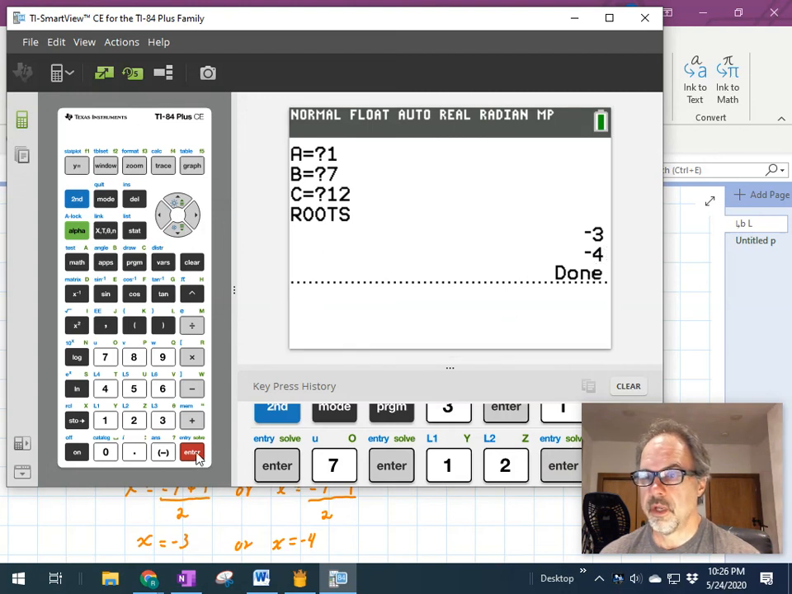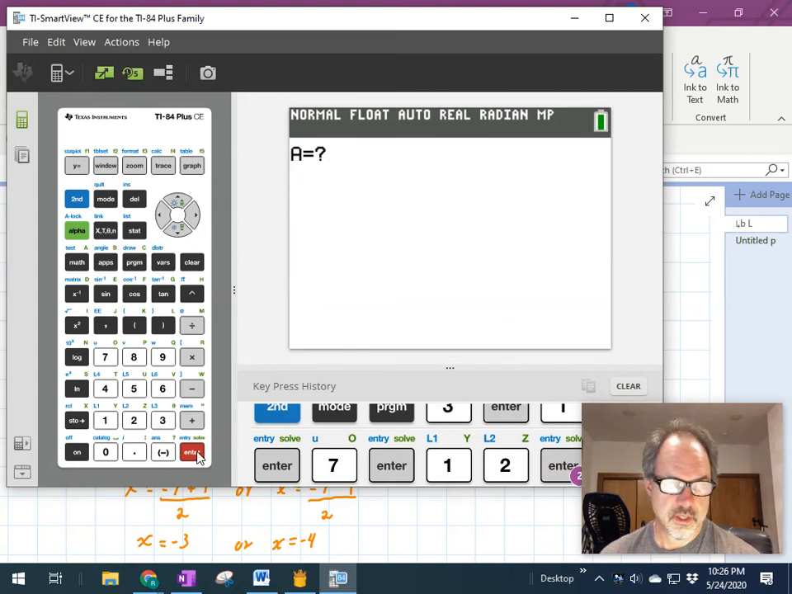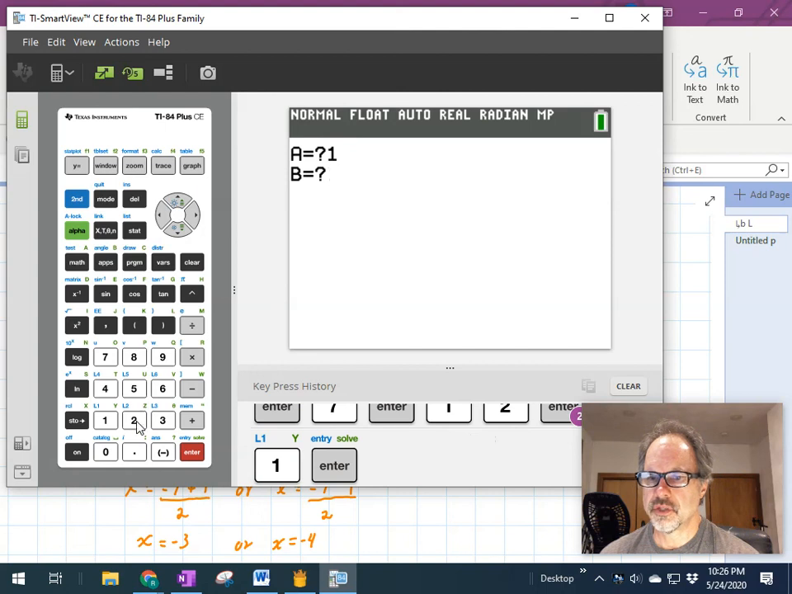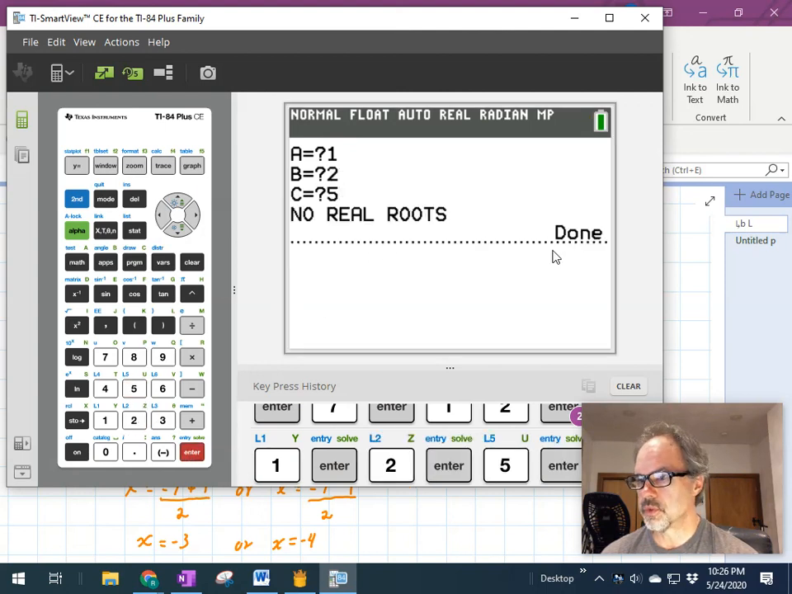That's pretty good. And to thoroughly test this, we should run it again. So if you just hit enter, it'll run it again. And let's run it with where we should get a set of complex roots. So like 1, 2, and 5, I believe, should give us no real roots. Okay, that's it. There's your quad program.